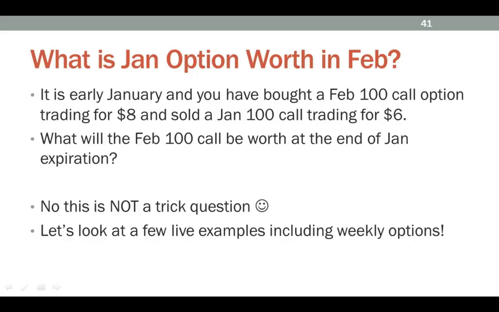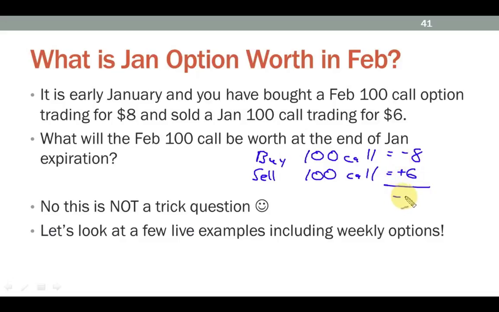So again, let me set this up for you in context of the last example. We've gone out there and we're buying and selling in this spread. What are we buying? We're buying a 100 call. What are we selling? We're selling a 100 call. How much are we buying it for? We're buying this little monkey for $8. What are we selling this 100 call for? For $6. What is the whole spread costing us? $2.